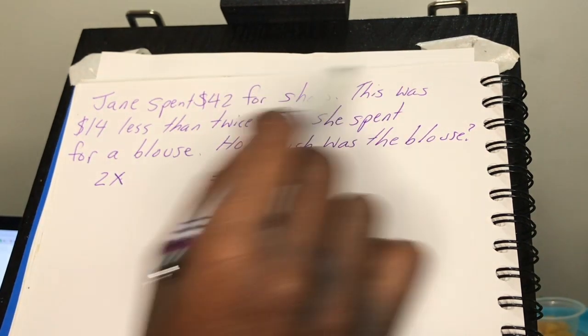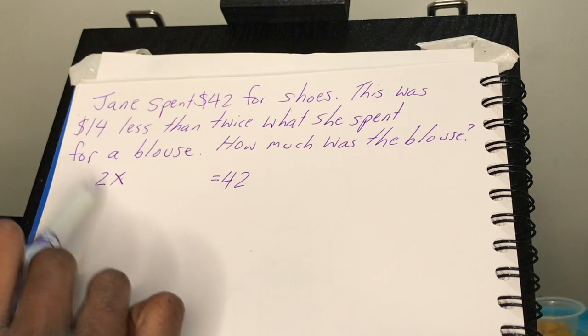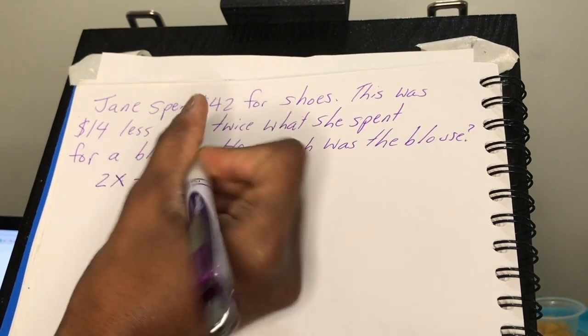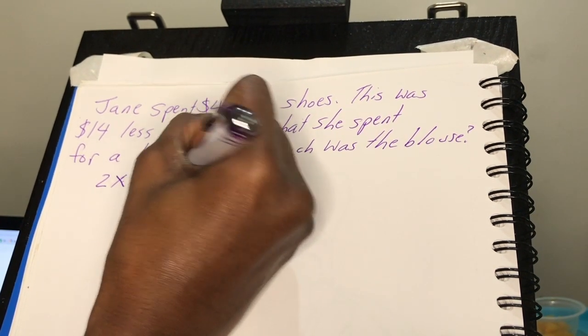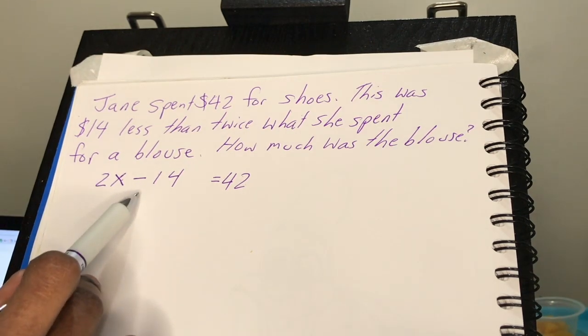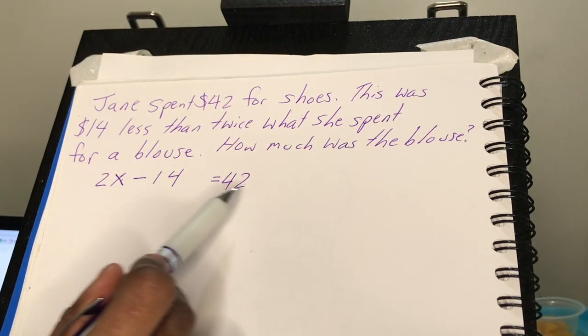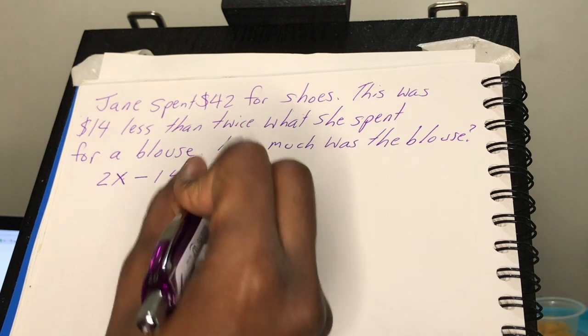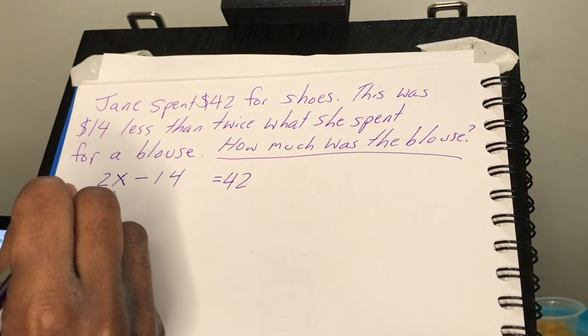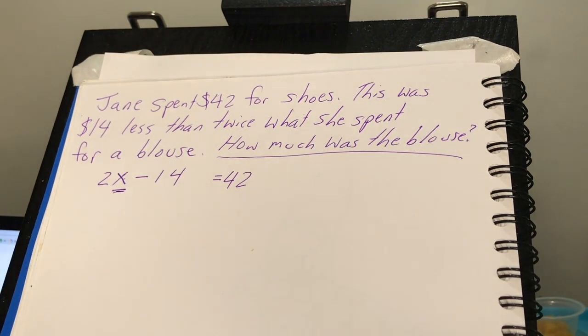So it says this was $14 less than this. So 14 less than that would be minus 14. So 2x minus 14 equals 42. How much was the blouse? That's X. We don't know. So we have to solve for the variable X.